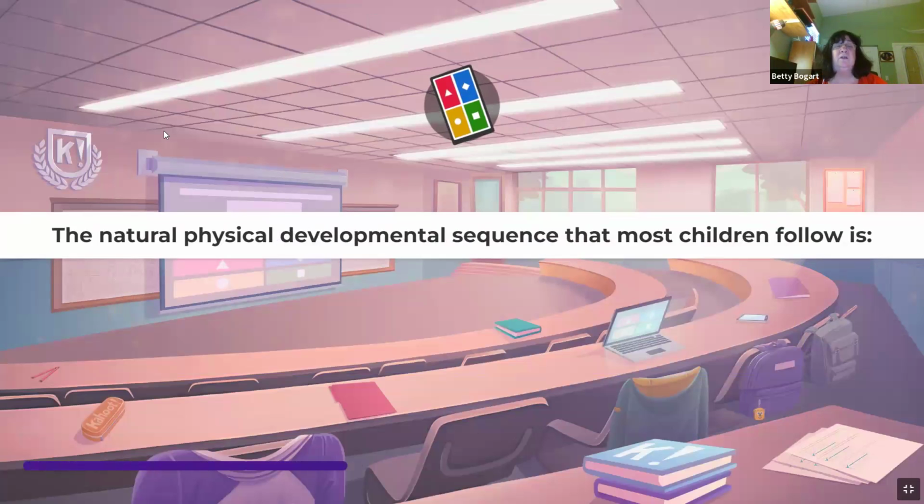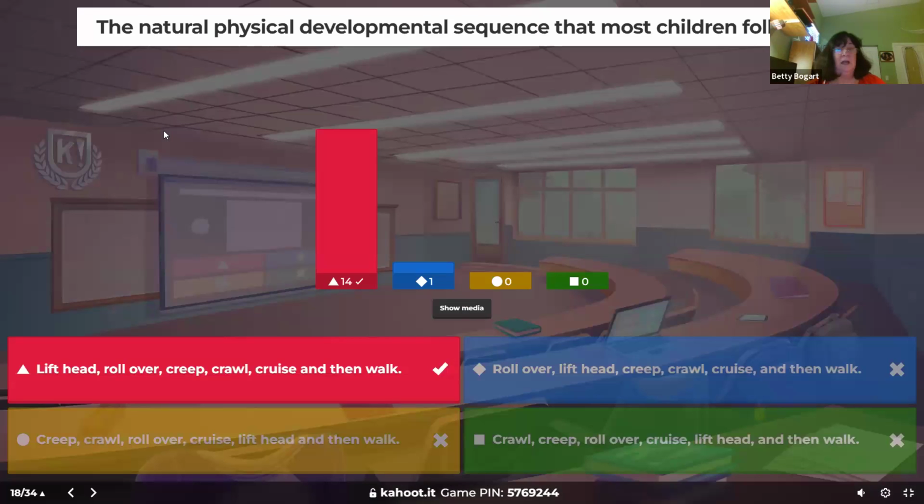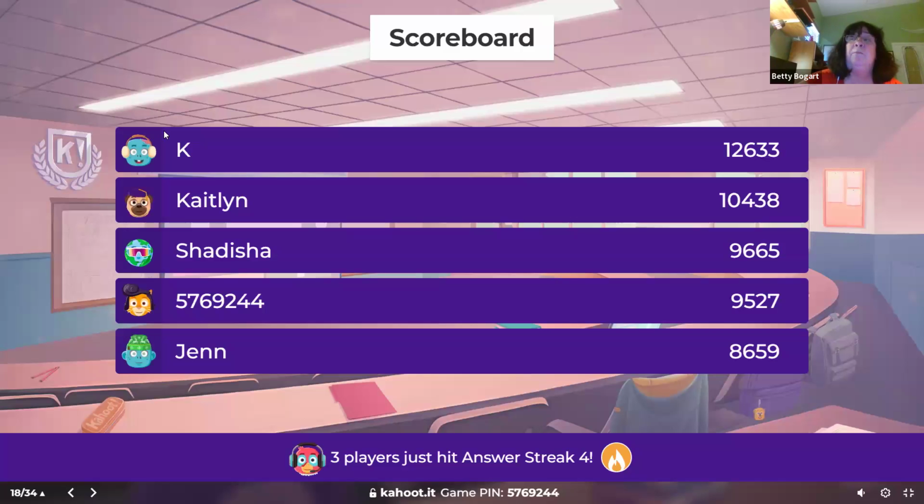The natural physical developmental sequence that most children follow is, and this is all your gross motor skills right there as an infant. What happens first? And they lift their head first and then roll over, front to back to front, up on their knees. They creep, they crawl, they cruise, and then attempting walk by one.